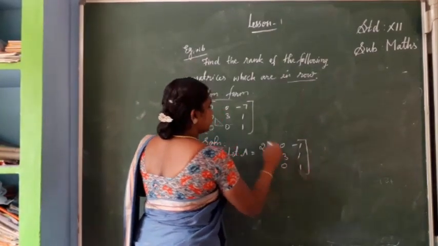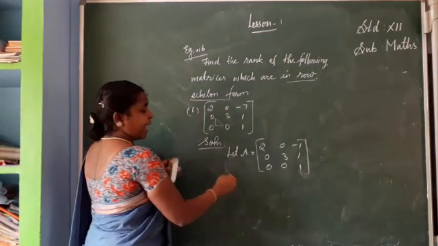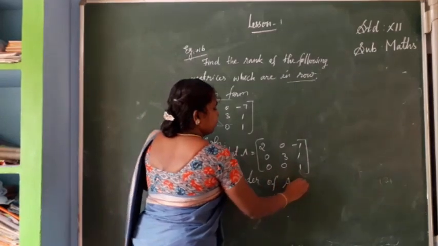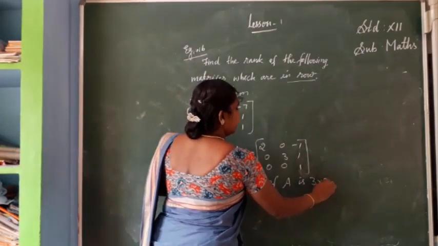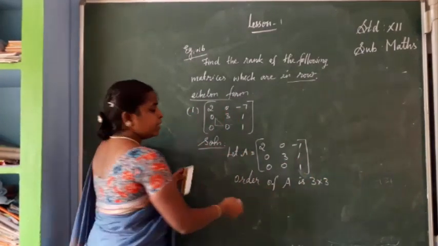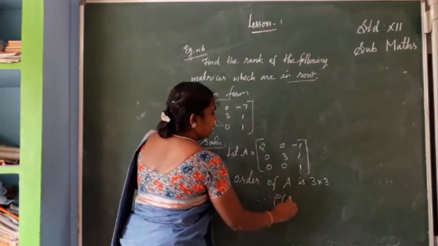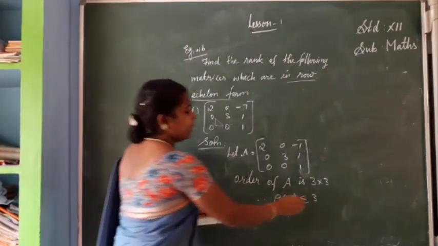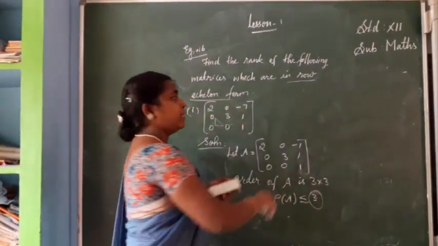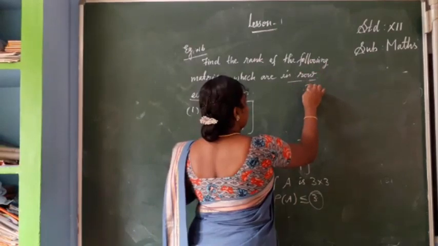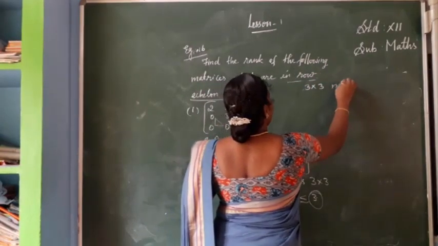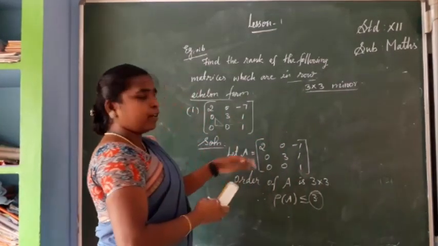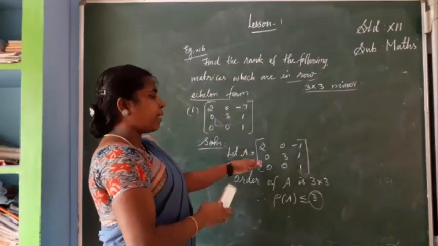So the order of A is 3 by 3, 3 rows and 3 columns. Therefore rho of A is less than or equal to 3. Immediately you want to find the minor of order 3. The 3 by 3 minor is the matrix itself, 3 rows 3 columns, so only one 3 by 3 minor is there.